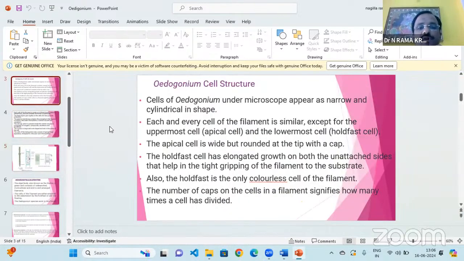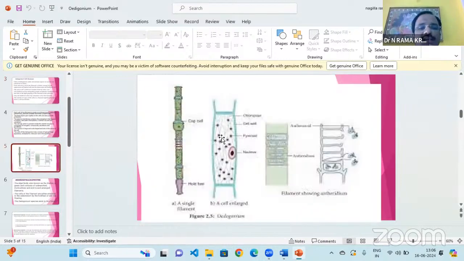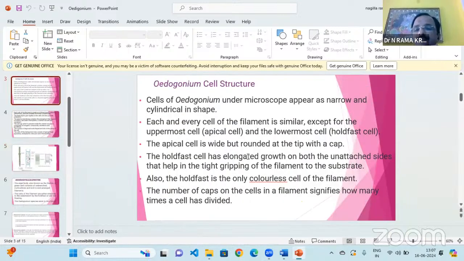Next one. Now you see the holdfast cell has elongated growth, okay, it is complete. Also the holdfast is the only colorless cell of the filament. The cells above are all the same color, 1, 2, 3, 4, 5. These are all the same color except the holdfast. It is a little bit colorless in the filament.